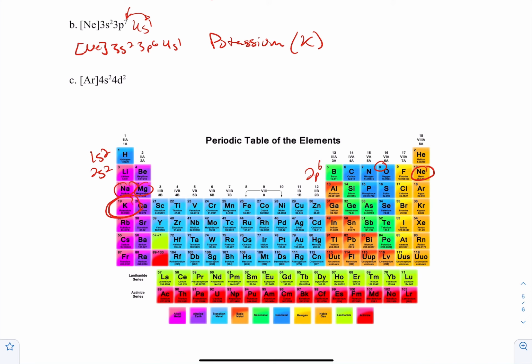All right. Okay, last one. Argon, 4s2, 4d2. Let's see. It says 4s2 and then 4. Here's my 4s. But remember that this line is the 3d line. That's not the 4d. The 4d would be right below it. So here's our 4d. So in fact, all we have to change here is this principal quantum number to 3d2. So argon, 4s2, 3d2. And what would that be? That would be titanium. Titanium.